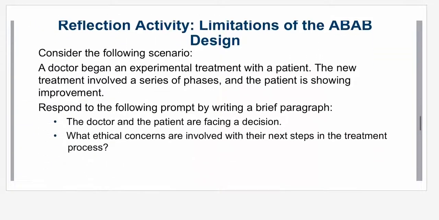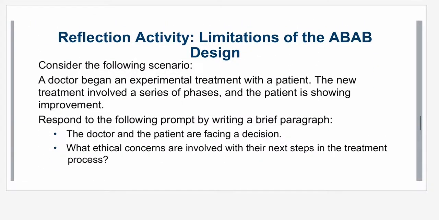The last slide here is just a reflection activity. You guys can pause this, you can screenshot it. And it's just to get you thinking about if the treatment involved a series of phases and the patient showing improvement, then what do you do? And this is to get you to think about the ethical concerns and all of that. Would you remove the treatment to see if we can get that replication or not? Or would you tweak things? How would you do that? Just to kind of get you thinking through the things that researchers think about when they're doing these single case designs and these reversal designs.